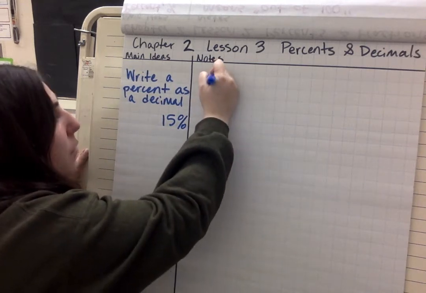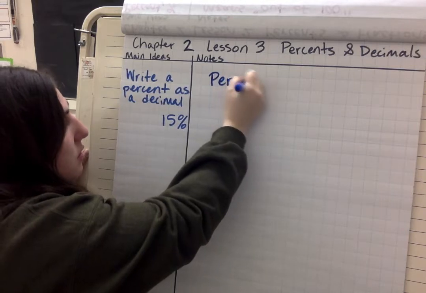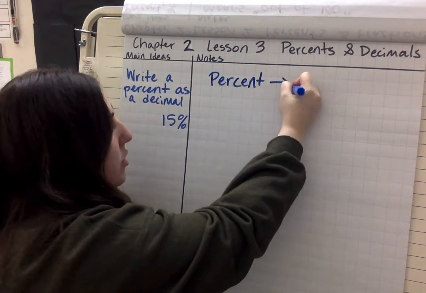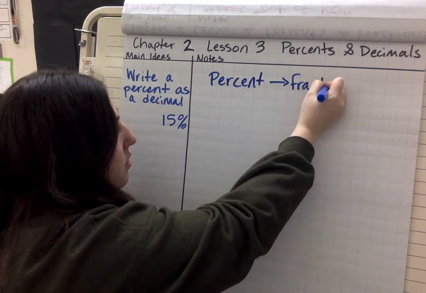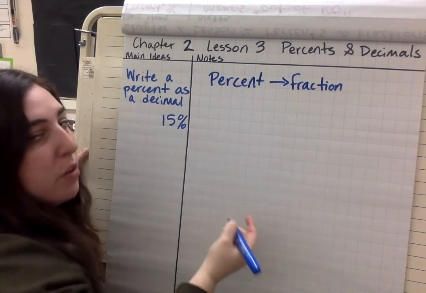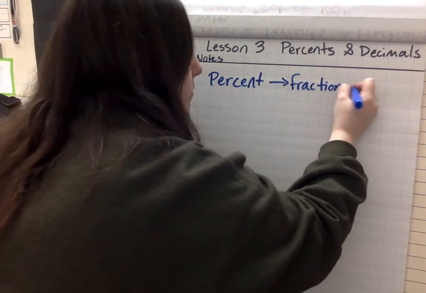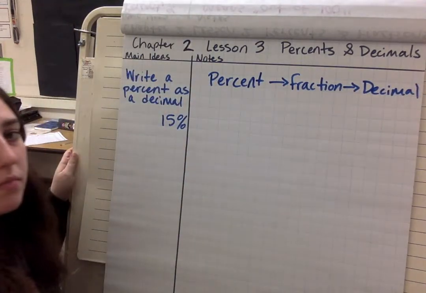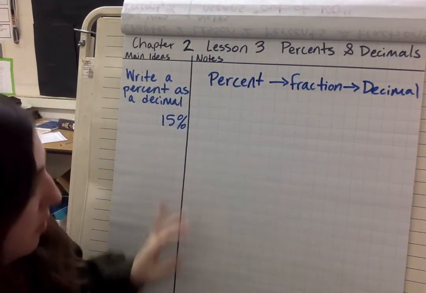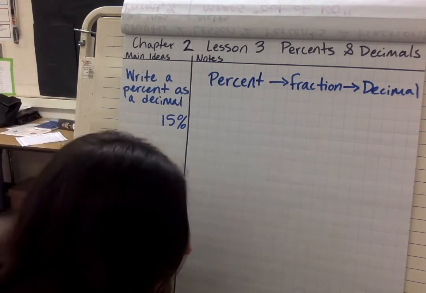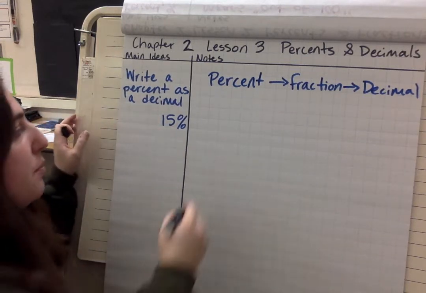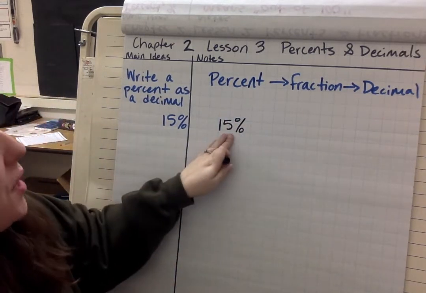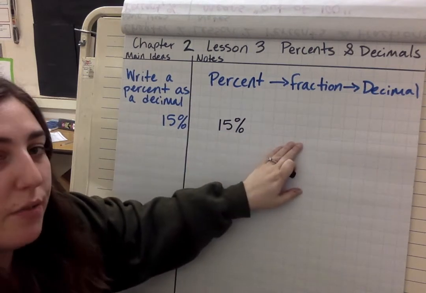So we're going to start with a percent. From percent, we're going to write it as a fraction. And from a fraction, we're going to write it as a decimal. Okay, so the percent that we have is 15%. And we first need to write this percent as a fraction.